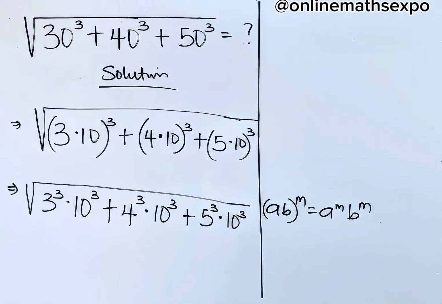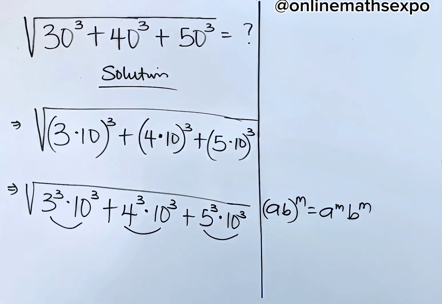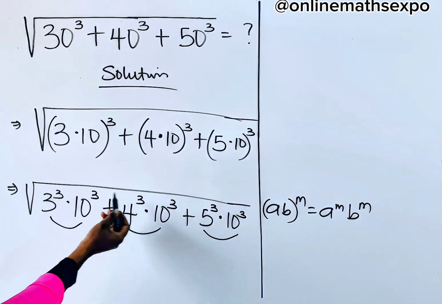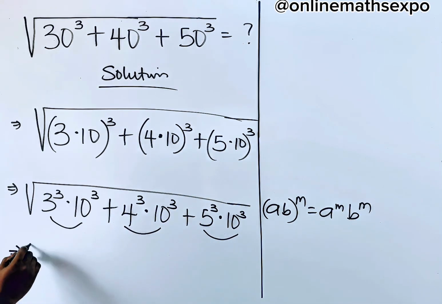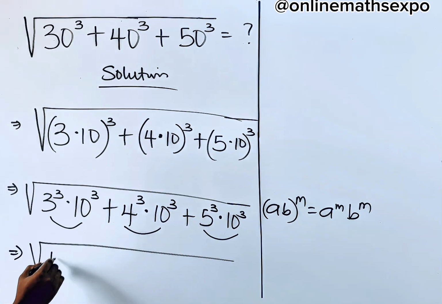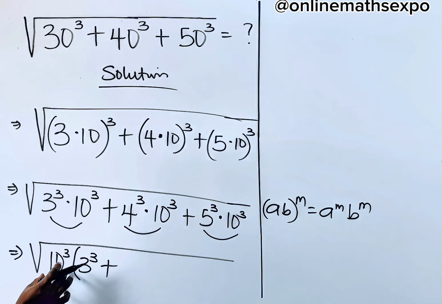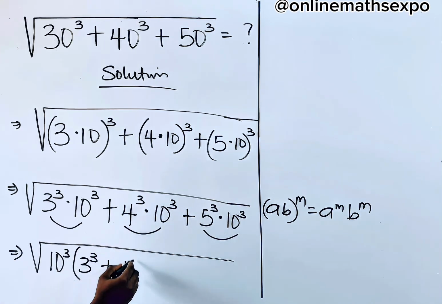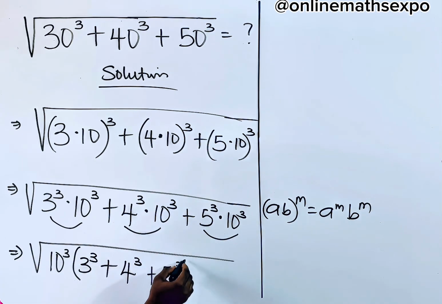Interesting. So what do we do next? We keep simplifying. But you have to observe that these two are together, and this and this are also together. Did you observe that this 10 to the third power is repeated in the three parts? So we can just factor it out. We have the root of 10 to the third power, open a bracket, okay? Use this to divide this, you'll be left with 3 cubed, plus 4 cubed, plus 5 cubed. Interesting. Now you keep simplifying this.